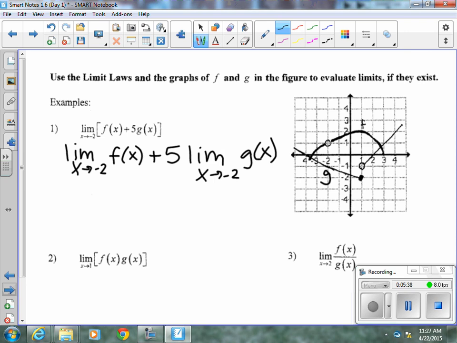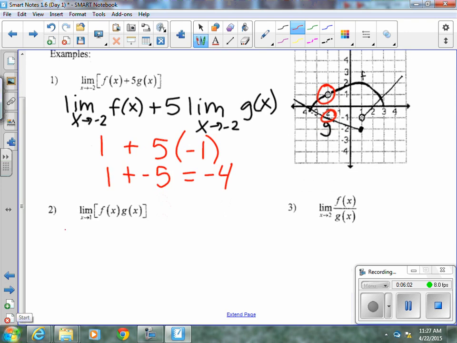Back to this problem. The limit as x approaches negative 2 of f of x is equal to 1. Keep your 5. The limit as x approaches negative 2 of g of x is negative 1, so we get 1 plus negative 5, which is negative 4.